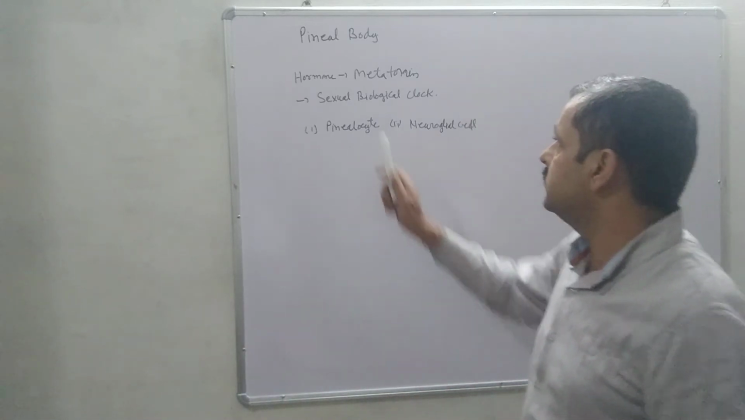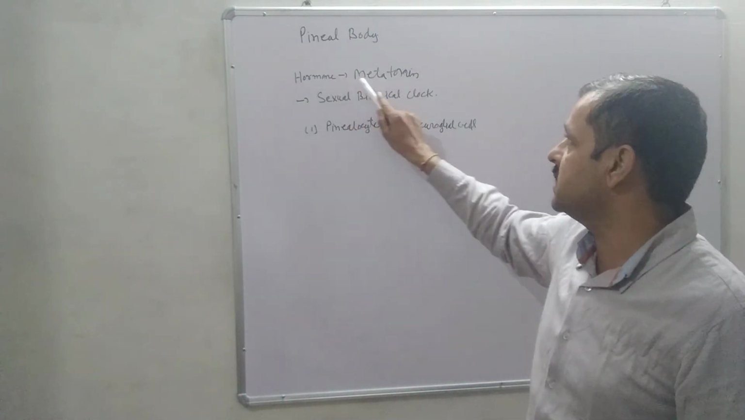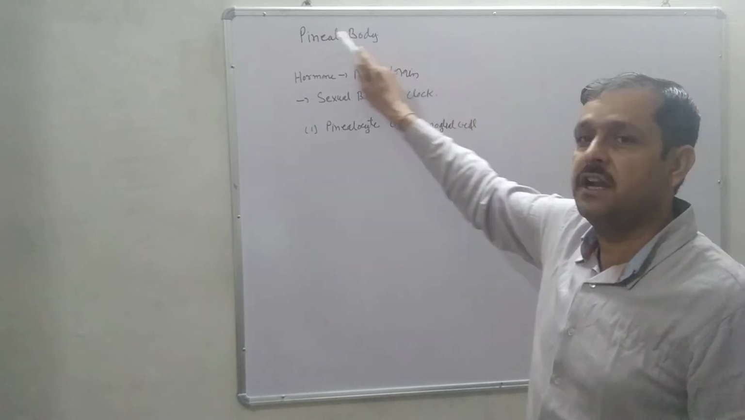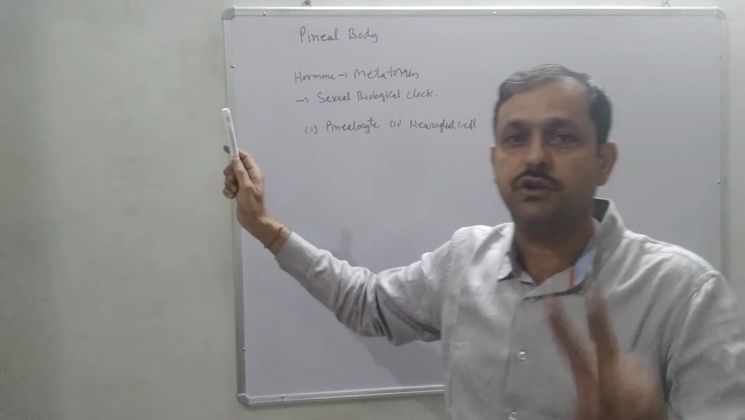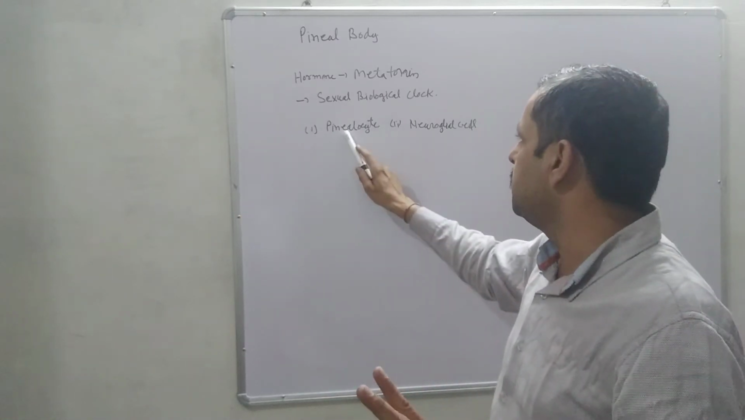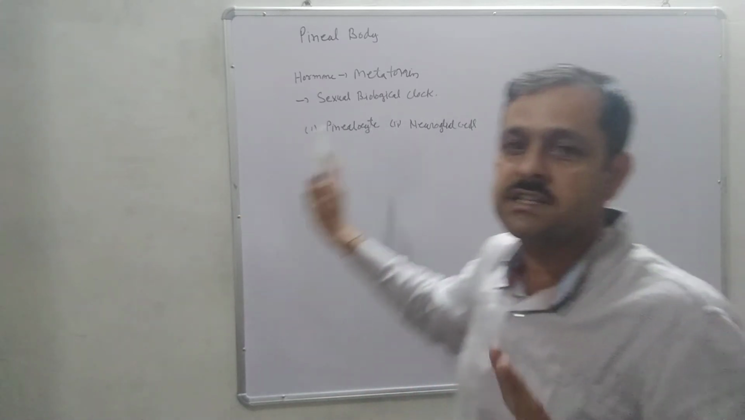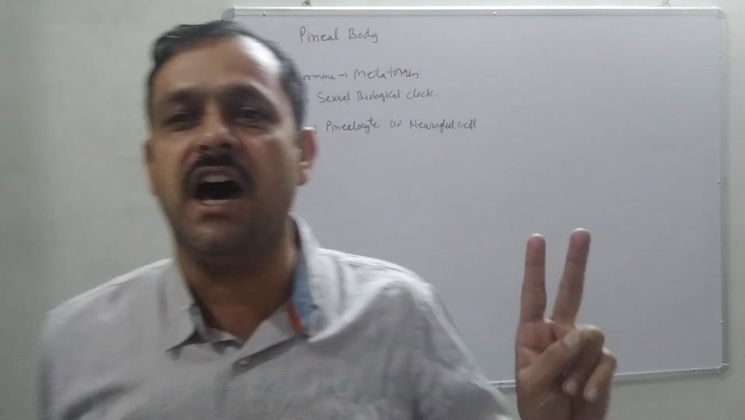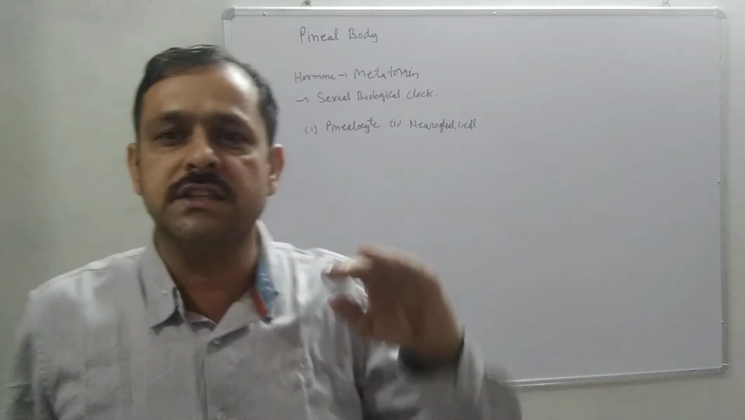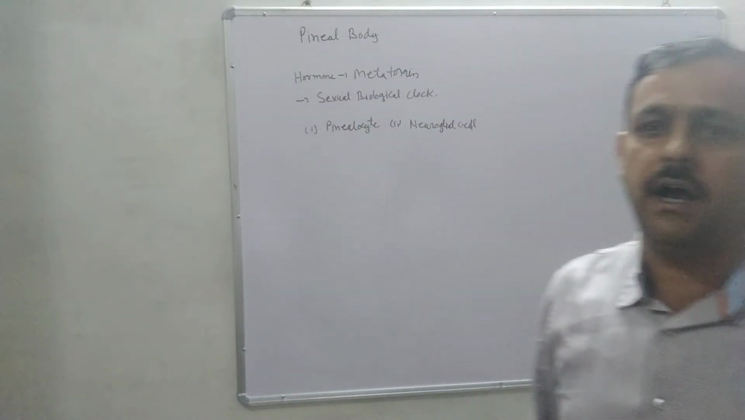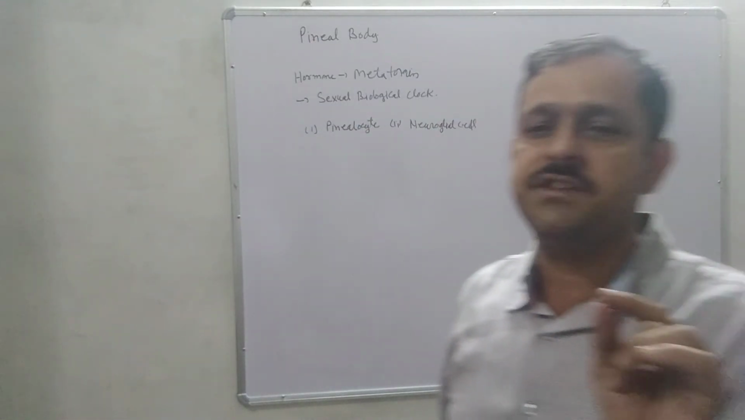Now the hormone secreted by this gland is melatonin, and this gland is also called the sexual biological clock, and it has two types of cells. You have to remember: pinealocytes and neuroglial cells. Meaning two types of cells are found in this gland, pinealocytes and neuroglial cells. So this gland acts as a sexual clock.